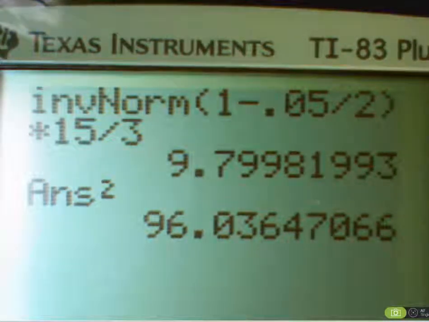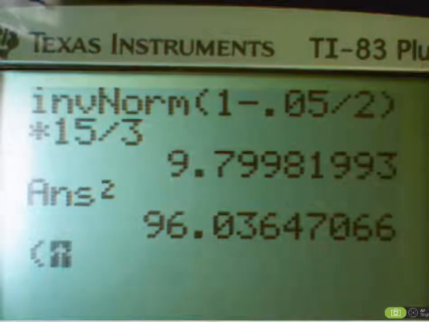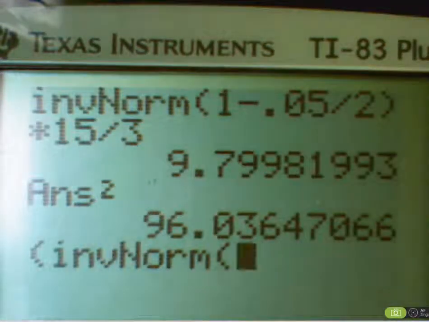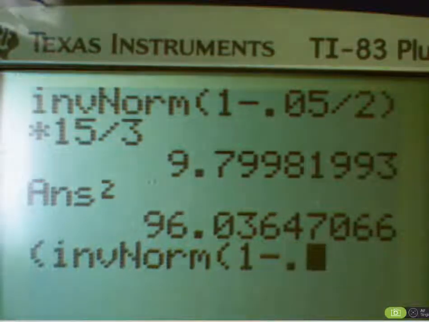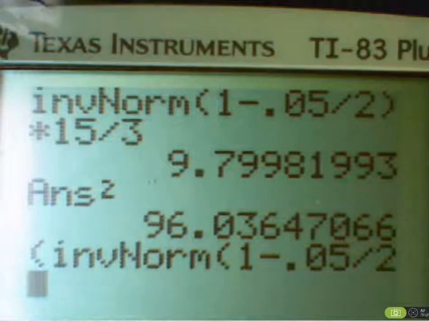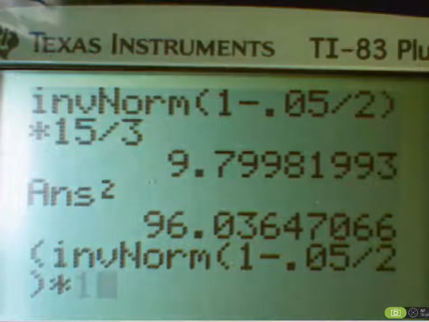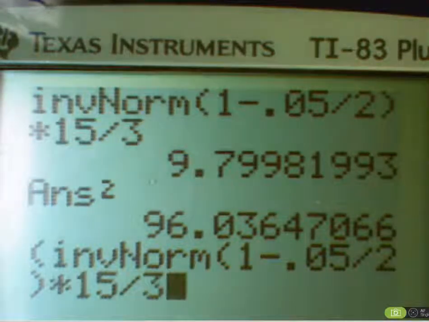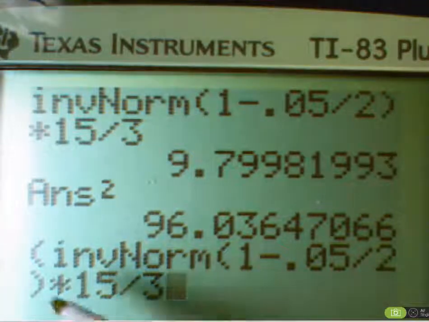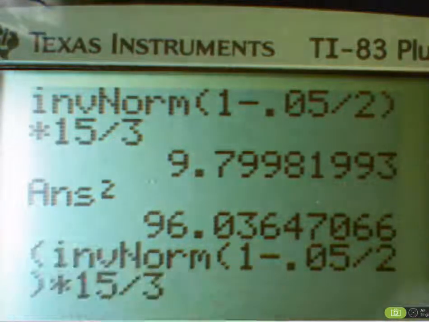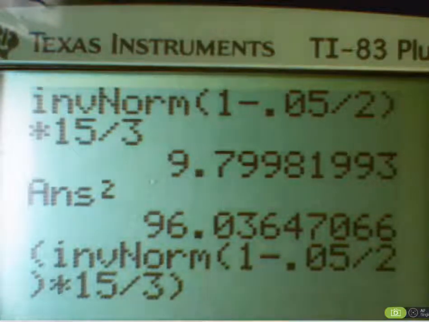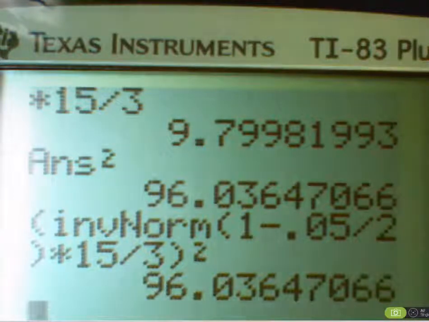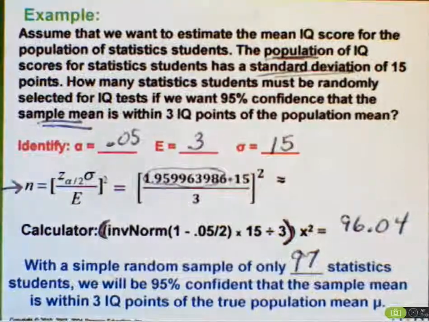But if you do remember to open parentheses before you pull up inverse norm, then you can continue on: 1 minus 0.05 divided by 2, close the inverse norm parenthesis, then say times 15 divided by 3, and close this very first parenthesis that you opened. And then square, and then enter, and you get the same 96.04, which rounds up to 97 statistics students.